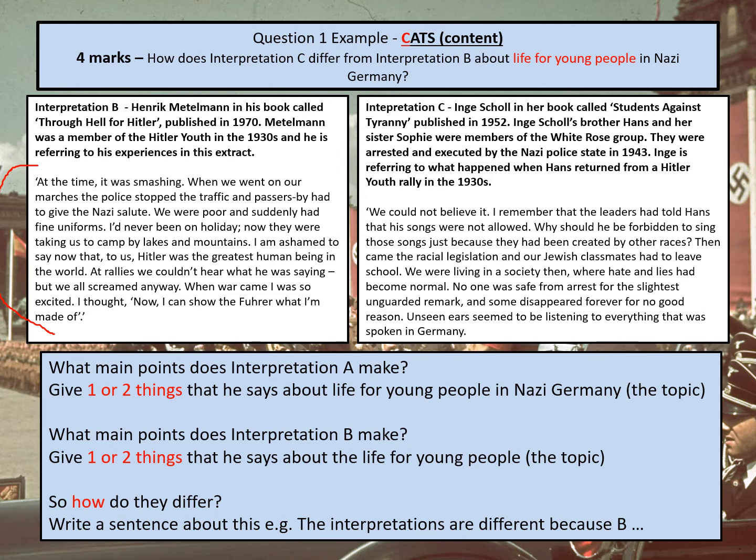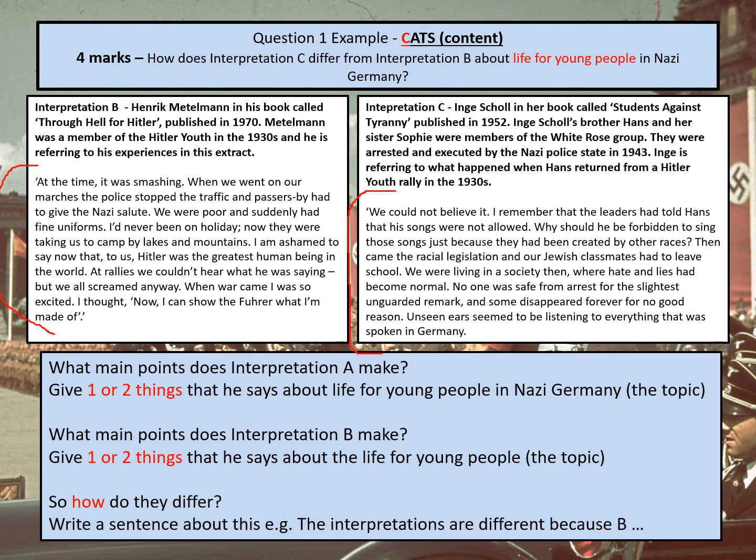So that's interpretation B. I think we can probably all agree that that's quite positive about life for young people. Now, ultimately, this question is asking us about how this interpretation is different to the next one about life for young people in Nazi Germany. So that one is clearly very positive. It's talking about how life was good for this young man, and he felt that things were going really well.